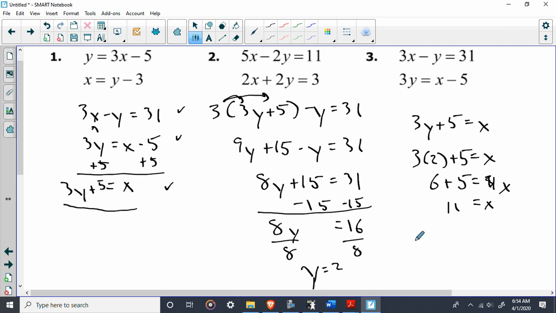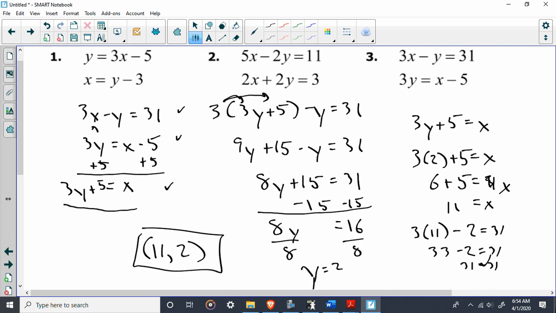Good? Now if we want to check that, you can plug it back into any of them. It doesn't matter. I'm going to plug it back into this first one. 3 times, we said x was 11, minus 2 is equal to 31. Well, 3 times 11 is 33. And 33 minus 2 is 31. So it works. Let's make sure we write our answer somewhere nice and neat on here. So 11. So again, that's it using substitution. Again, kind of complicated problem, but nothing you can't handle, right?